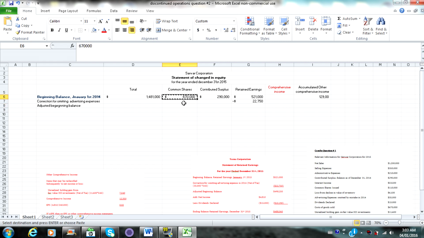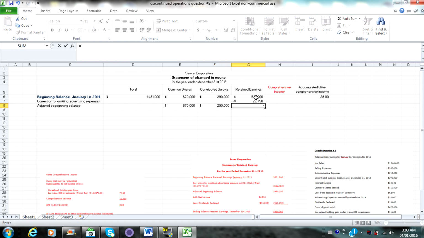Of course, nothing changed with common shares, so I'm just going to copy and paste that down. Same thing, contributed surplus. Nothing changed. And for retained earnings, it's just going to be the beginning balance, $521,000, subtracted by $22,750. Oh, sorry, I accidentally put that in as a negative. If I change that really quick, there we go. And now it's subtracting there. We get our adjusted beginning balance, which exactly lines up with what is written on our statement of retained earnings, $498,250.